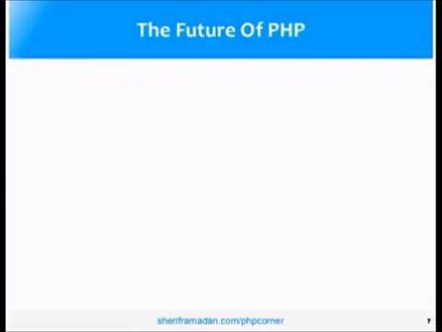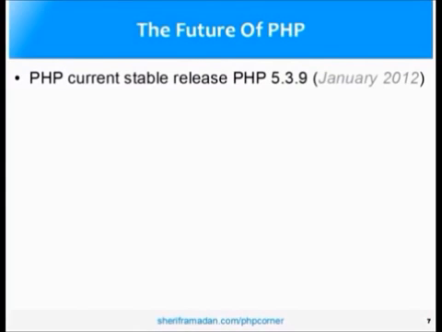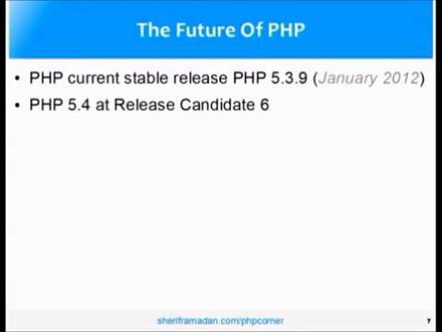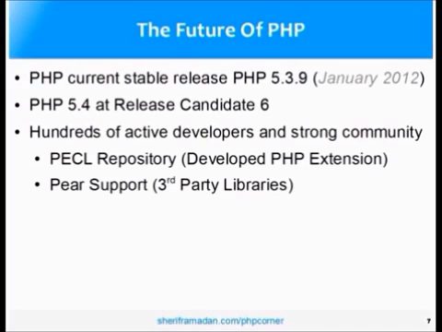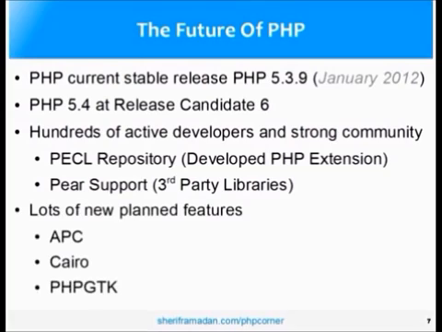So what does the future of PHP look like? Well, the current stable version of PHP is 5.3.9 as of the time of this recording, and 5.4 is very close to being released, with the 6th release candidate already out. There are hundreds of active developers that work on PHP all of the time, so you can rest assured that it does still have a very strong community, constantly developing new extensions and third-party libraries for PHP, taking a look, for example, at the PECL and PEAR repositories.